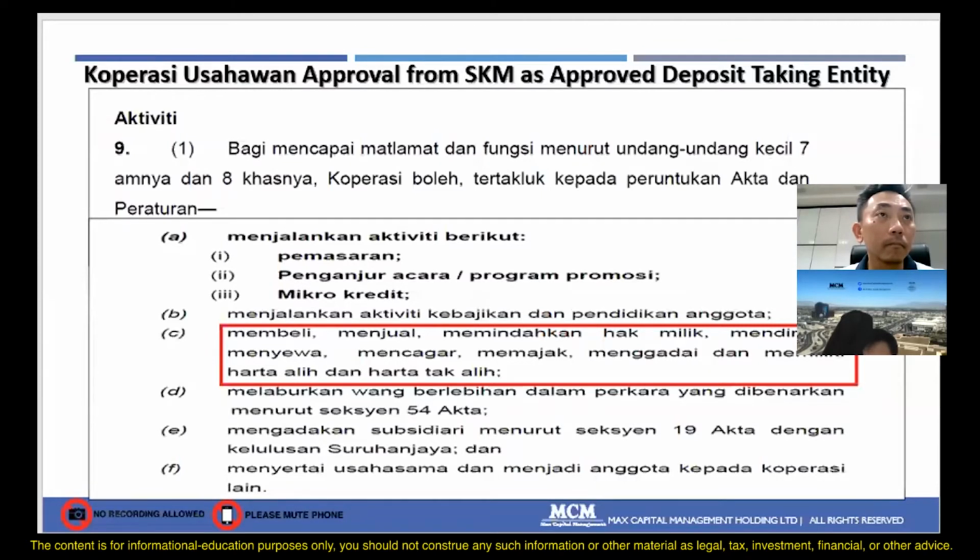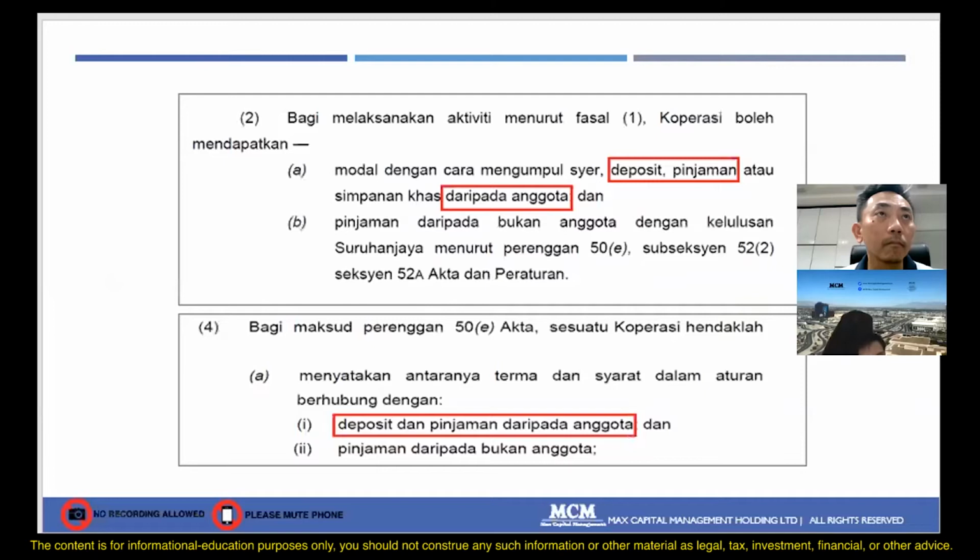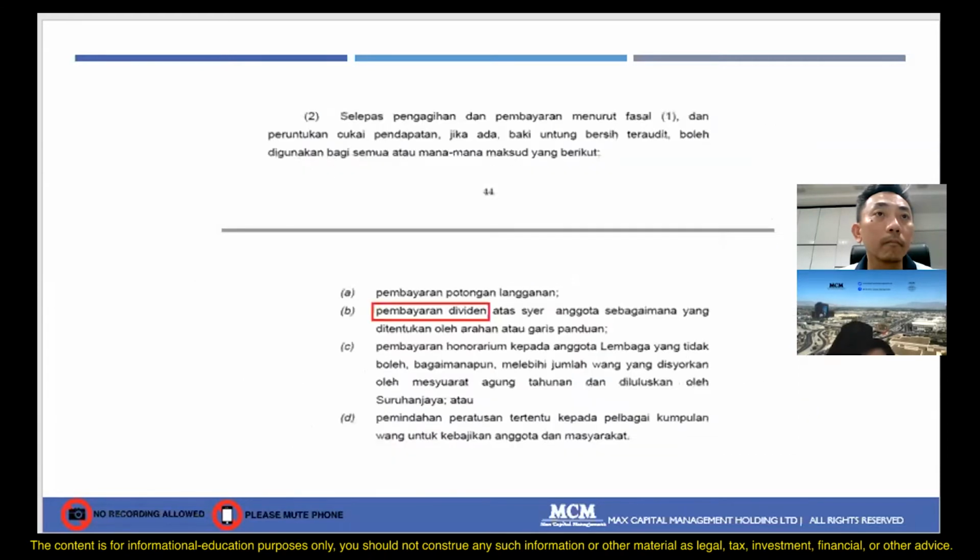Koperasi in general can have a lot of purposes, but as Koperasi Kometro, they can actually take deposits, which otherwise needs a separate license. So Koperasi Kometro can take deposits or also borrow money from the members. Some Koperasi only do charity purposes and whatnot, and they cannot pay dividends. But our Koperasi can also pay dividends to the members.